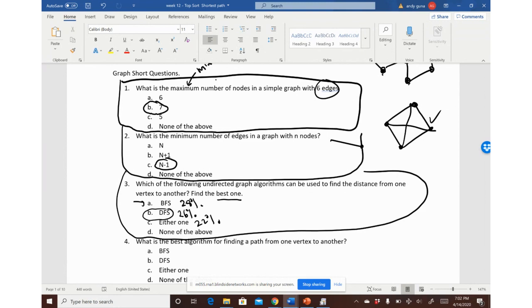Okay, because DFS will get you from one node to another, find it. But you can also use BFS to find the distance from one node to another, like we saw in the example that I showed you there. So if you say either one, that's still okay. You just say BFS, it's okay. But if you say the best one, it's got to be DFS. Okay, so the best one is a DFS.